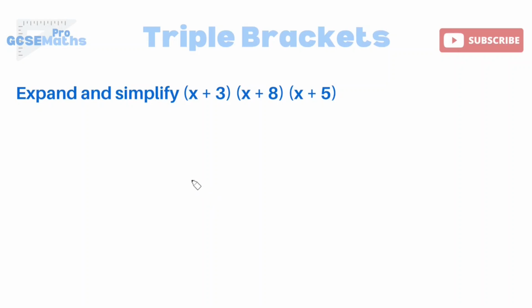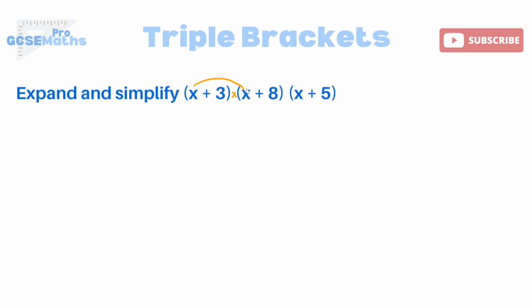So the way that we're going to expand and simplify triple brackets is we're going to just focus on the first two brackets first and expand them as if they are double brackets, and then we're going to bring that final bracket in at the end and expand that afterwards, okay? So it's kind of like expanding two sets of double brackets, basically. So we're going to expand with the same method as I do with expanding double brackets.